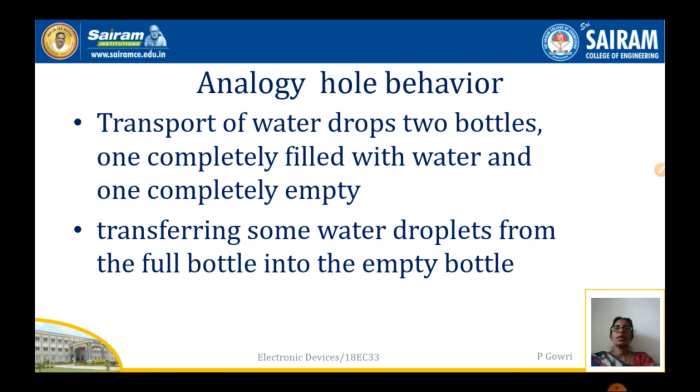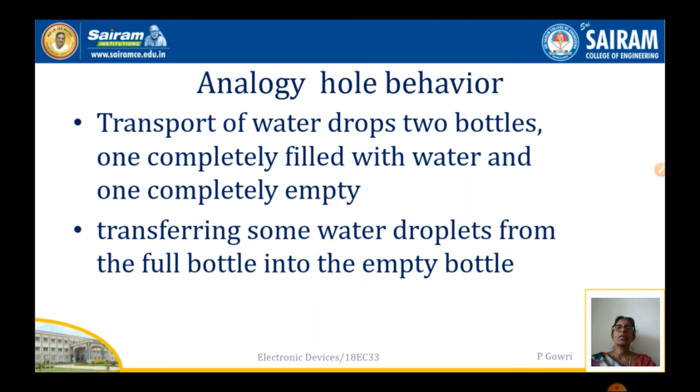Consider we have two bottles, one completely filled with water and one completely empty. We can ask, will there be any net transport of water when we tilt the bottles? The answer is no. In the case of the empty bottle, the answer is obvious. In the case of the completely filled bottle also, there is no net motion of water because there is no empty space for water to move into. Similarly, an empty conduction band completely devoid of electrons, or a valence band completely full of electrons, cannot give rise to the net motion of electrons and thus to current conduction.